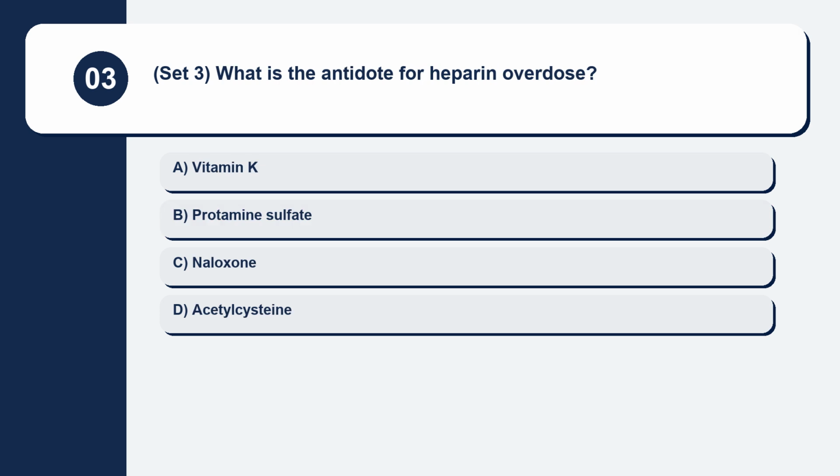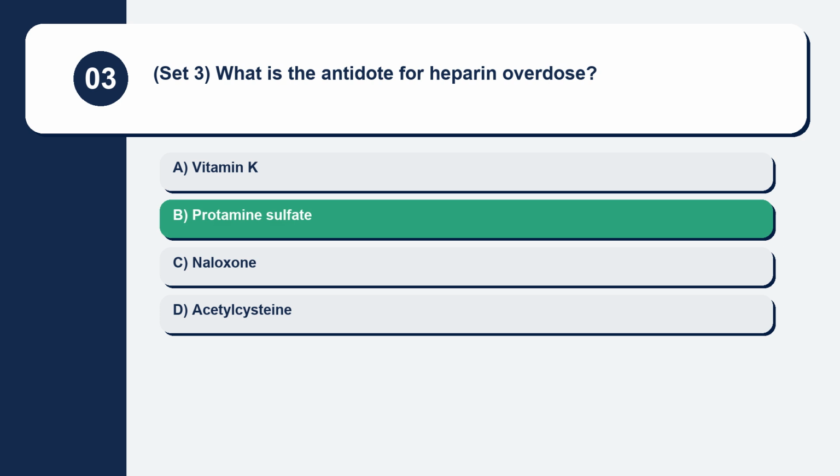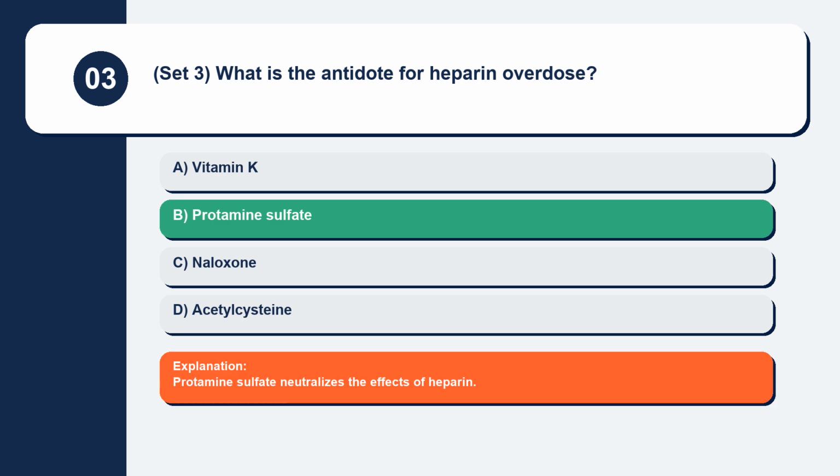Question 3. Set 3. What is the antidote for heparin overdose? Vitamin K, protamine sulfate, naloxone, acetylcysteine. Protamine sulfate neutralizes the effects of heparin.